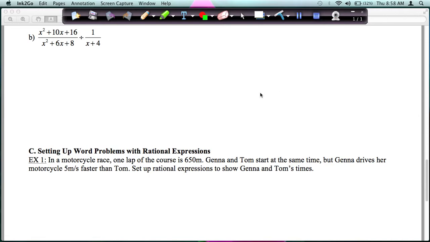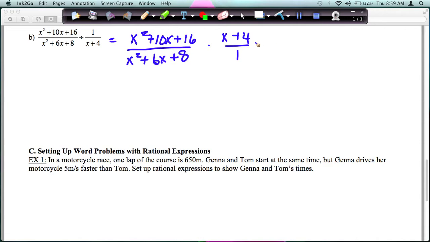Okay, let's do one other example. So first thing we need to do is rewrite this as multiplication and then factor. So if you want to pause this and try it and then check your answer. So what you should have done first is kept this first fraction. I guess I could have factored this one since it's not moving, but I'm going to go ahead and just write it like this. Change it to multiplication and then flip your second fraction.